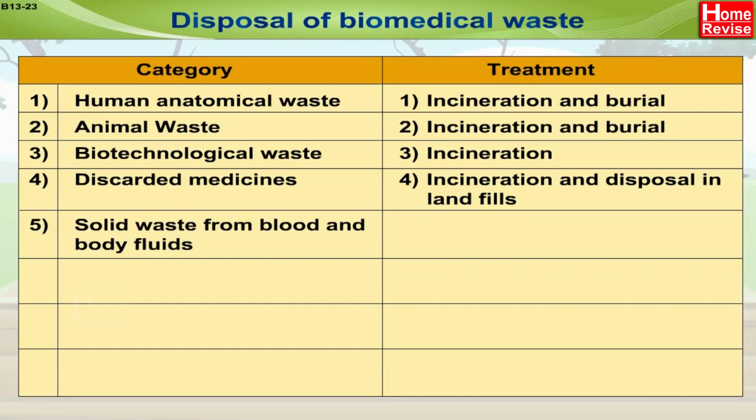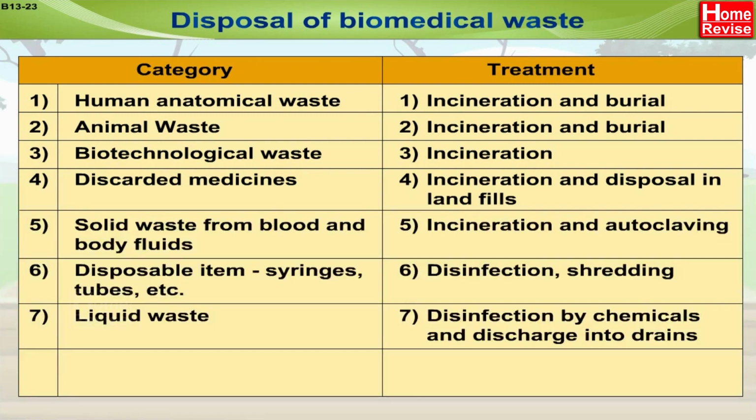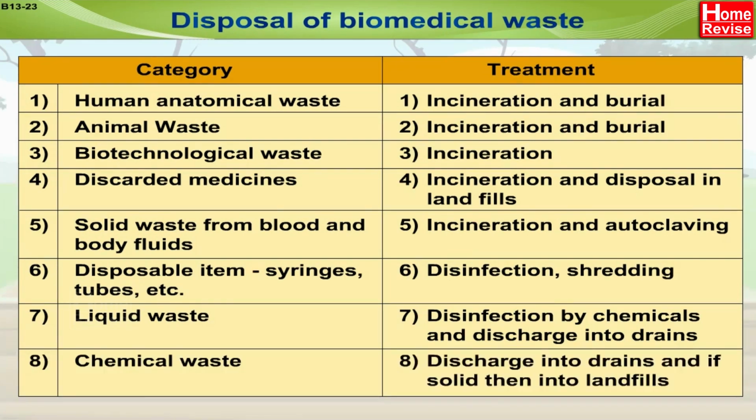Solid waste from blood and body fluids. Solid waste from blood and body fluids is incinerated or treated by autoclaving. Disposable items like syringes, tubes, etc. are treated by disinfection and shredding. Liquid waste. Liquid waste is disinfected by chemicals and discharged into drains. Chemical waste. Chemical waste is discharged into drains, and if solid, then into landfills.